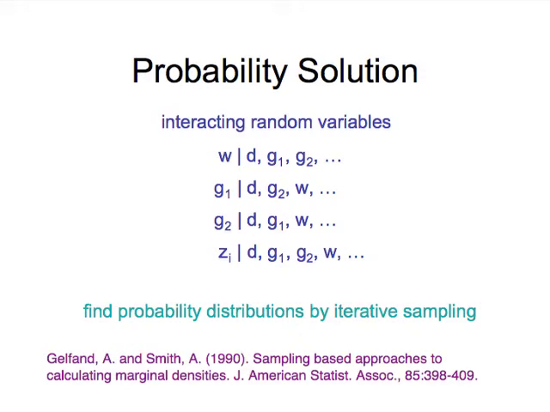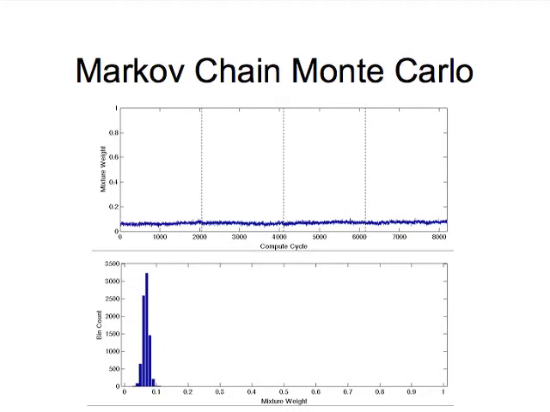The first paper that put all of this together and showed how to solve problems in this way was Gelfand and Smith 20 years ago, which very much revolutionized scientists' ability and social scientists' ability to solve virtually any real-world problem in which there was data uncertainty. Next slide. This class of methods is known as Markov chain Monte Carlo.